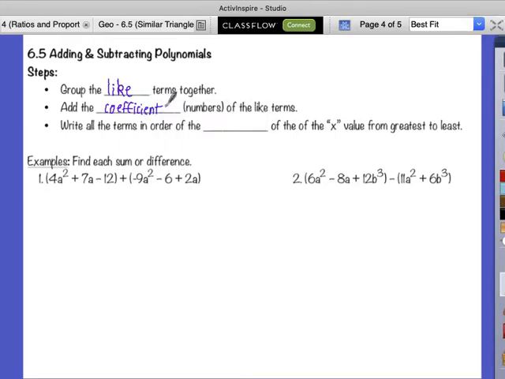We're going to add the coefficients of the like terms. Remember, the coefficients are the numbers in front of it. Okay? And if we don't see a number there, what is the coefficient? One. 1, right? If we don't see a number in front of the variable, there's a 1 there.